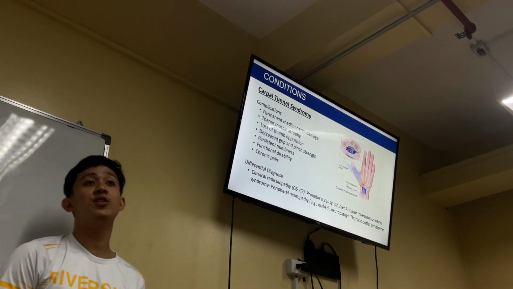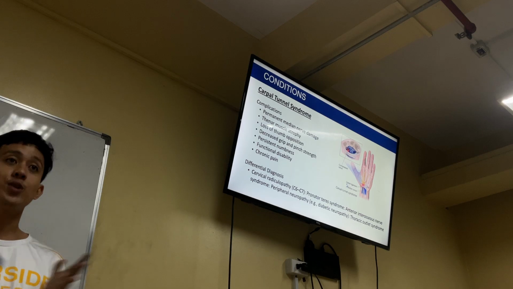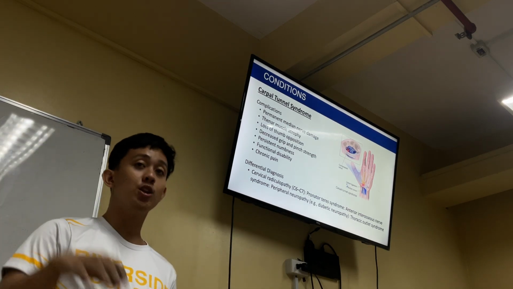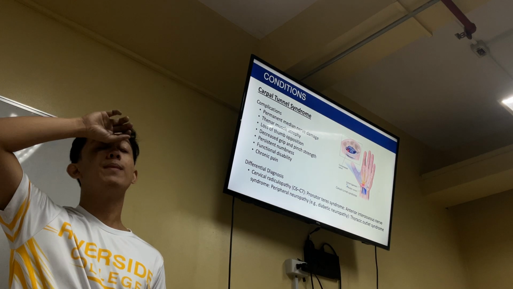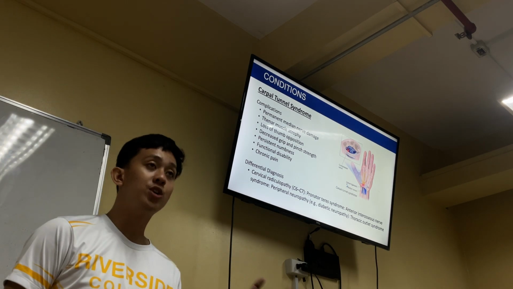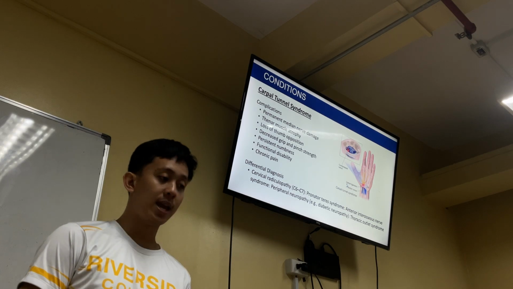Complications: permanent median nerve damage. Obviously, there will be permanent problems with sensation and strength. Thenar muscle atrophy, loss of thumb opposition, knowing that the opposition muscle is supplied by the median nerve. Decreased grip and pinch strength, functional disability, and chronic pain.